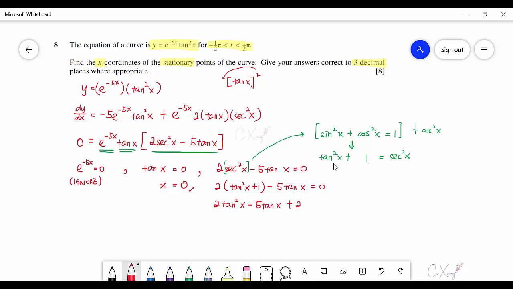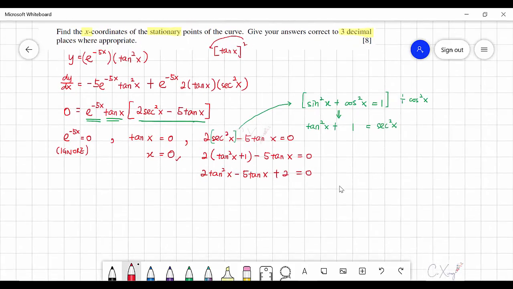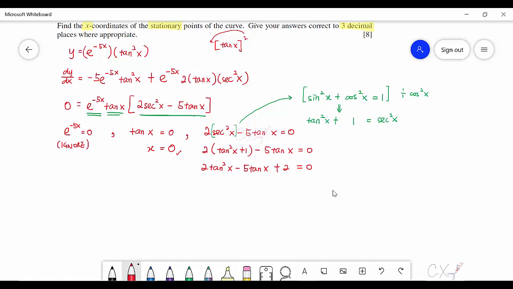Okay, then from here, you will see that you get a quadratic form equation in terms of tangent x. So now you can try to solve it. You can solve it by using the quadratic formula, or by using factorization if you can factorize it.